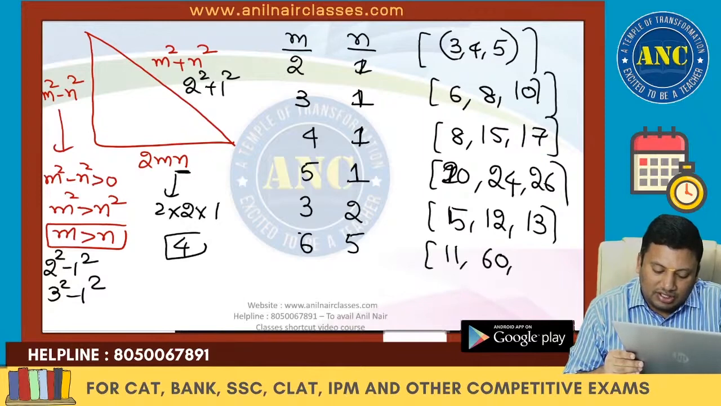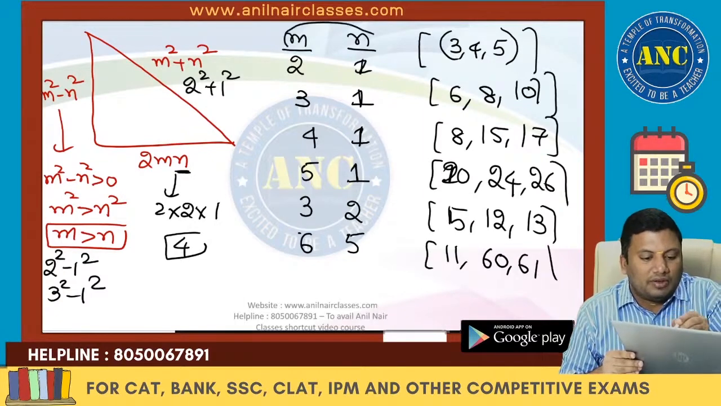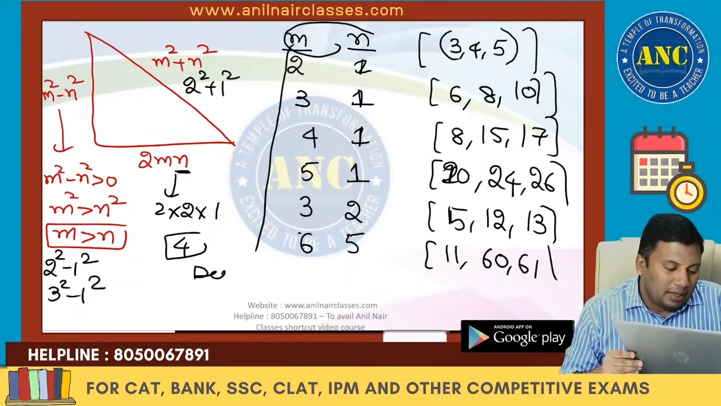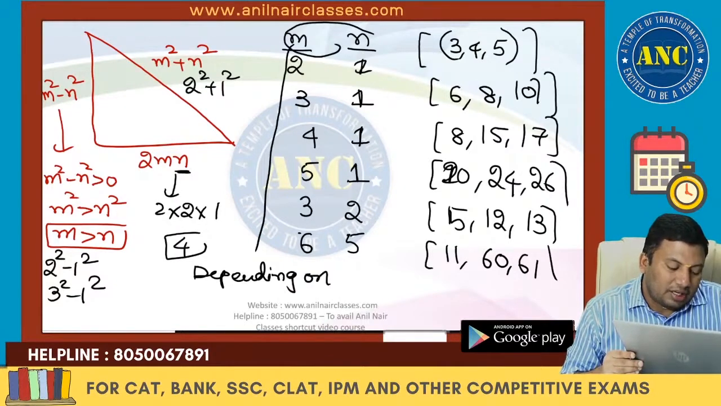11, 60, 61. Depending upon which values you take for m and n, that Pythagorean triplet will be defined.